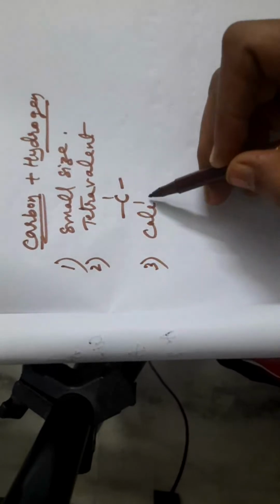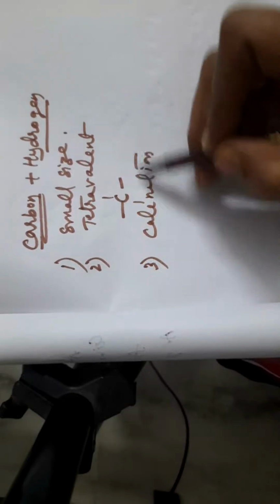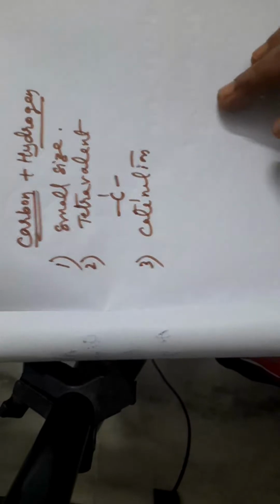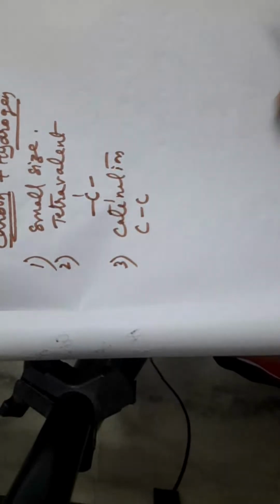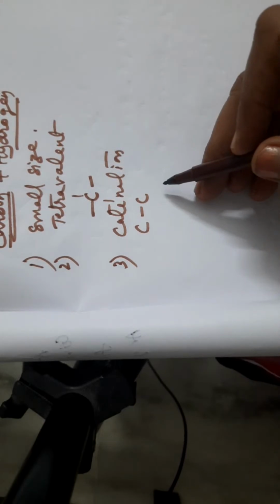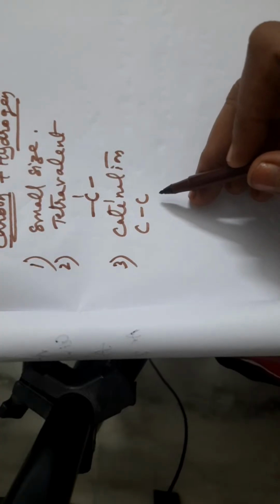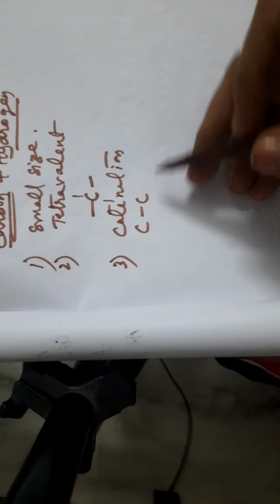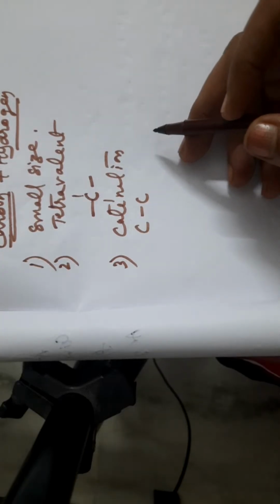And the third property is catenation. So what is catenation? Carbon can form a long chain. As carbon can combine with carbon atoms to form long chains, we call this the property of catenation. Carbon is there, and then phosphorus and sulfur. These three are the elements which can make a long chain, so they have the catenation character. These are the three characters of carbon which make it versatile in nature.